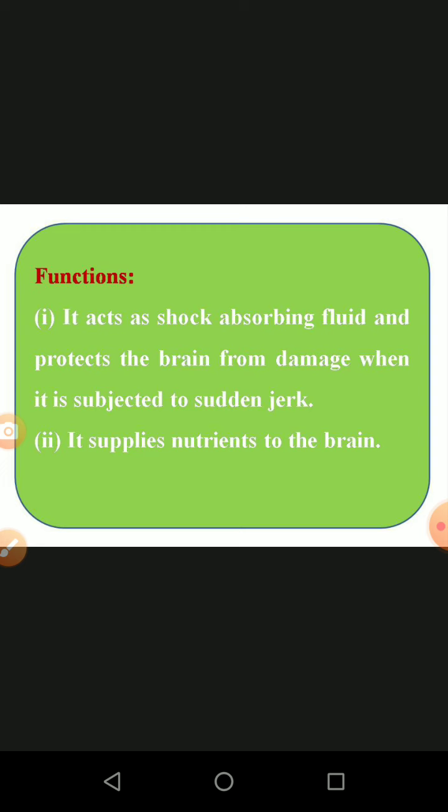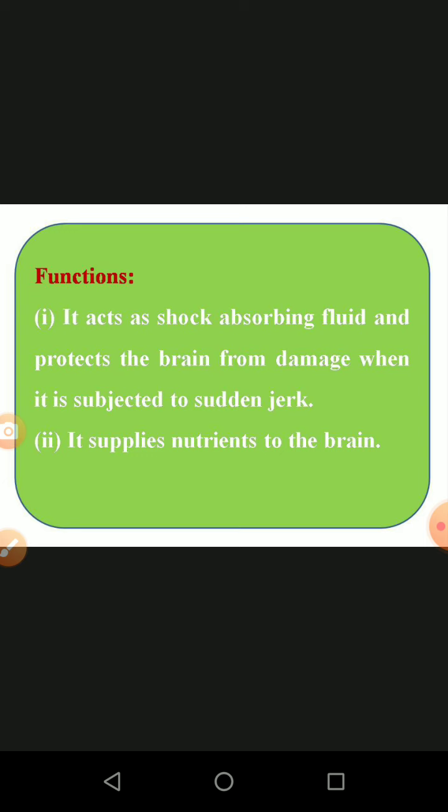That means it prevents shock, that is, sudden vibration, and protects the brain from damage. If we fall down, or we hit our head against a wall or some other thing, or somebody beats us on the head, our brain is protected by the cerebrospinal fluid when subjected to a sudden jerk. Such a jerk is prevented by the cerebrospinal fluid.